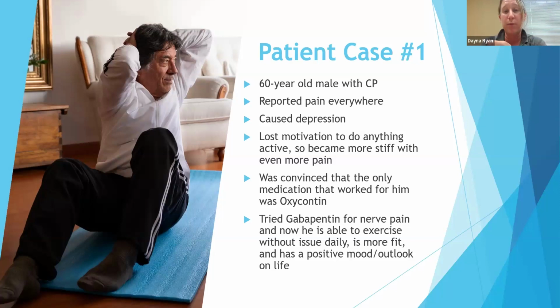And Dr. Haapala tried gabapentin with him instead of that, and that actually took care of his pain instead of just making him too high on opioids where he didn't feel much of anything, including the pain. He had so much nerve pain that the gabapentin lowered the nerve pain. He is now able to exercise daily with the home exercises I've taught him without issue. He's now more fit. He has a much more positive attitude on life. He's gone back to work. He's been able to resume work.